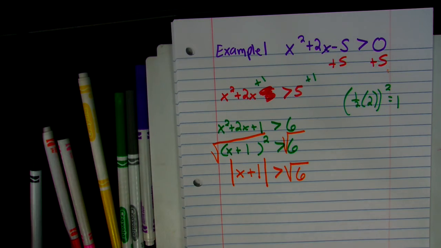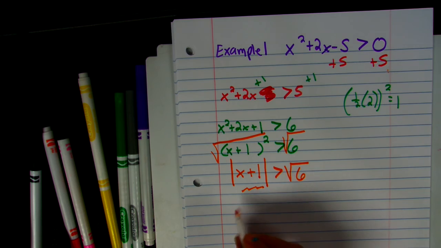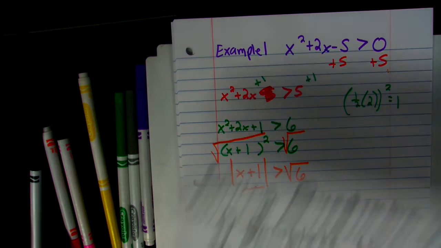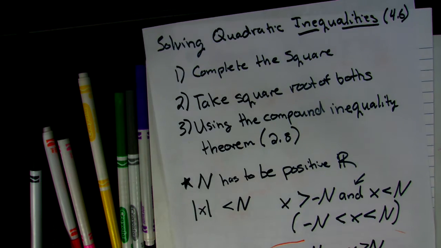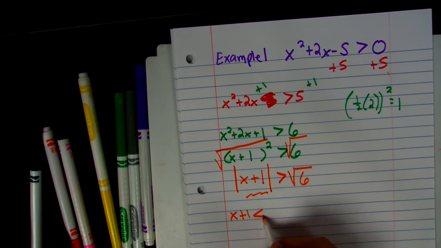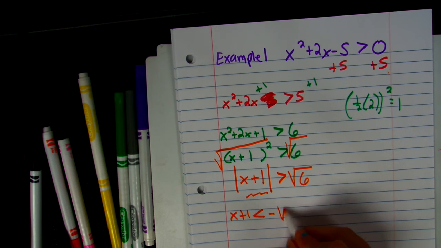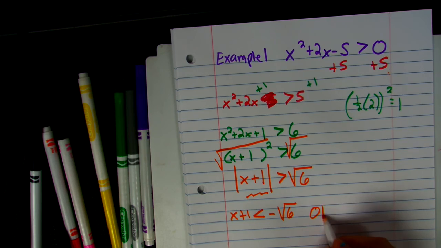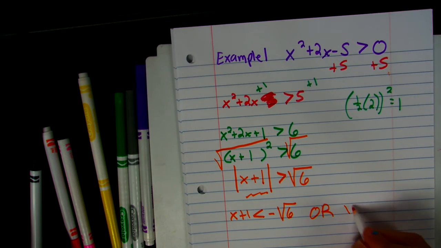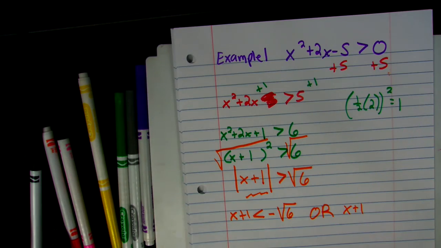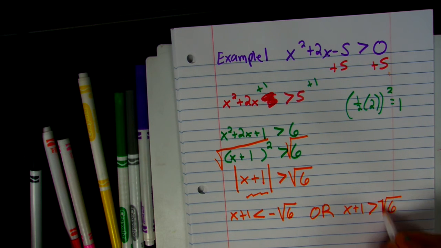So we're going to say x, which is what's in the absolute value symbol, so x plus 1, that's our x, is less than negative n. So we're going to say x plus 1 is less than negative, and then our n is the square root of 6. Okay, or, because remember we're doing the disjunction, x, which is x plus 1, that's what's inside our absolute value symbol, is greater than n. So x plus 1 is greater than n, which was the absolute value of 6. I'm sorry, the square root of 6.